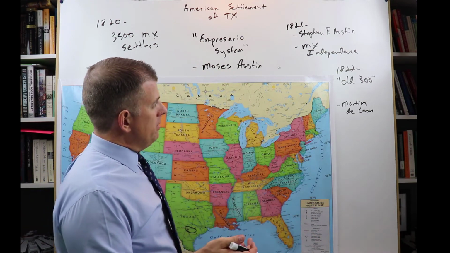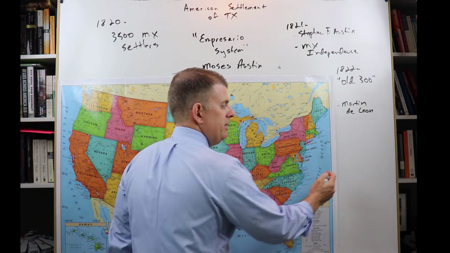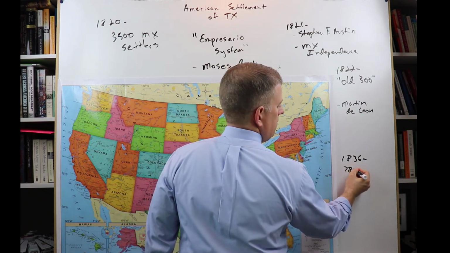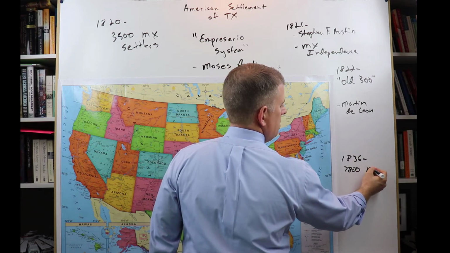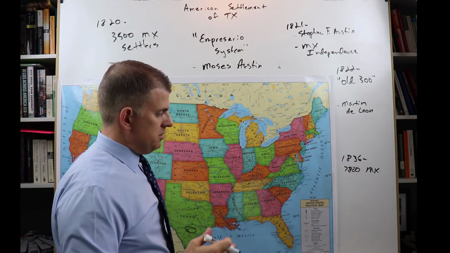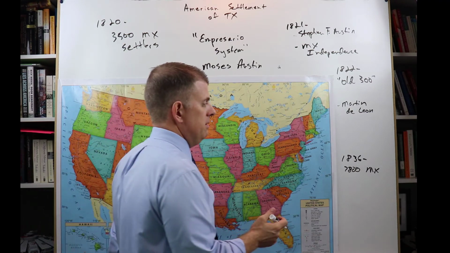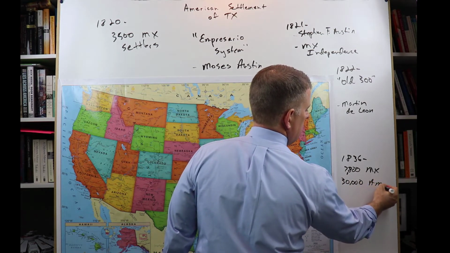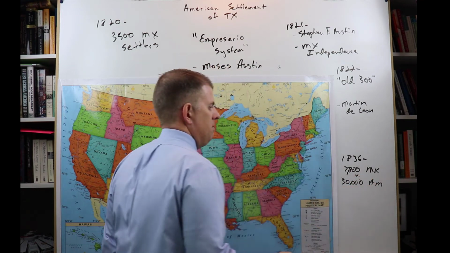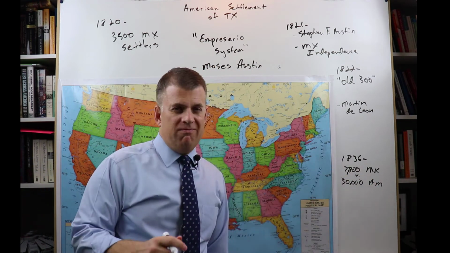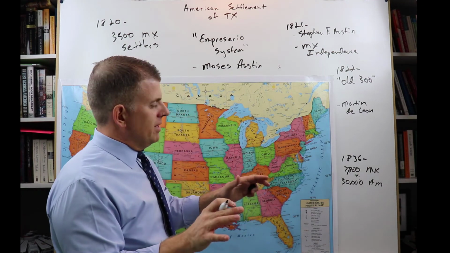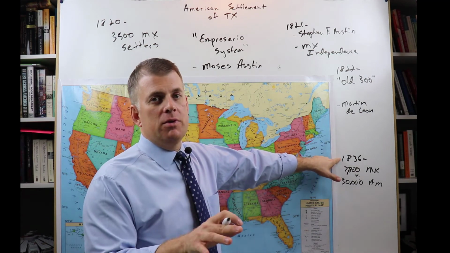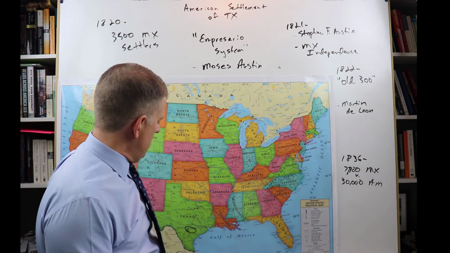Now, this was very popular, but not so popular from the Mexican side, bringing people up, because by 1836, you only had about 7,800 Mexican settlers in Texas, but they had about 30,000 American settlers. I put that as a comparison, not exactly a versus, but it's going to give you a sense of why revolution happened in 1836, okay?